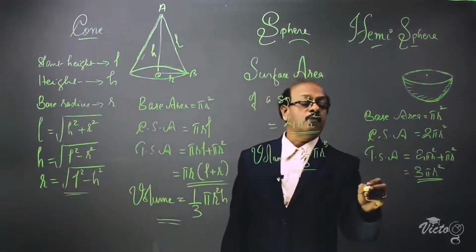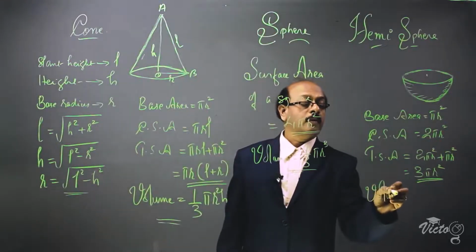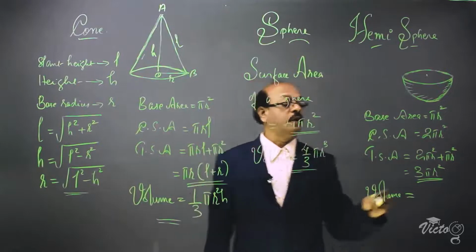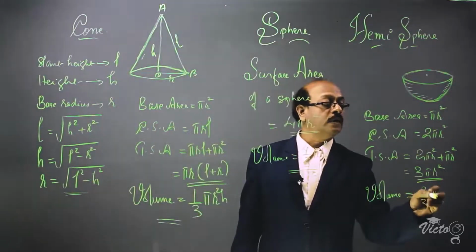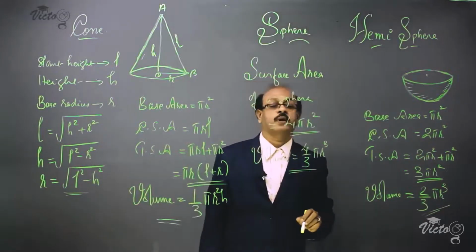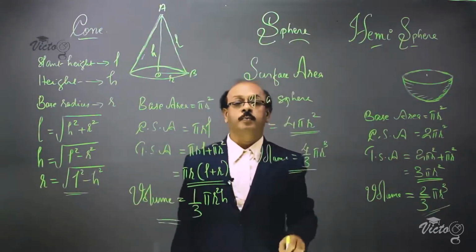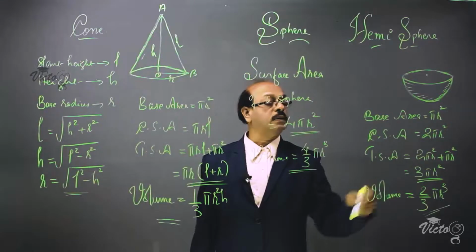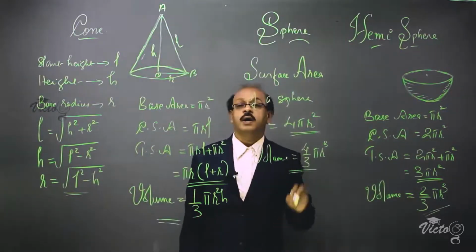And finally, volume. Volume of a hemisphere is 2 by 3 pi r cube. That means half the volume of a sphere. Volume of a sphere is 4 by 3 pi r cube and its half is 2 by 3 pi r cube, the volume of a hemisphere.